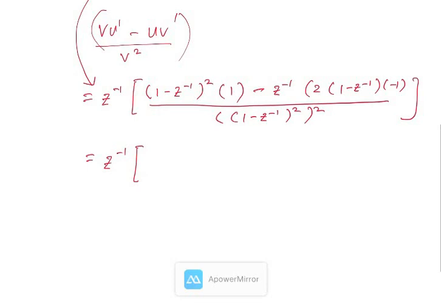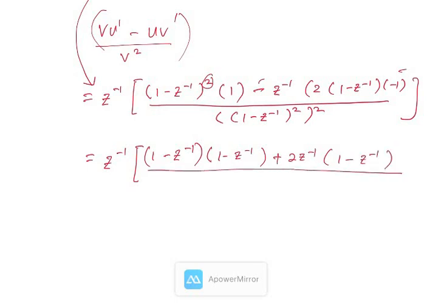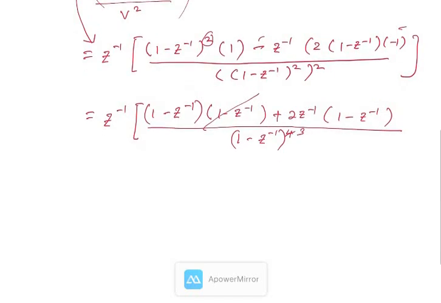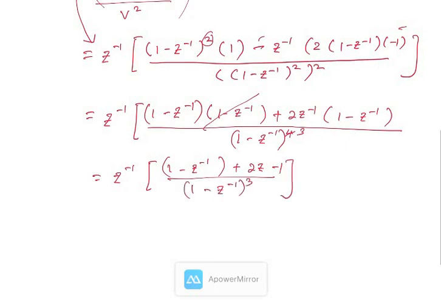So from here I can get 1 minus z inverse. I split into 2 because of the power of 2. 1 minus z inverse plus 2 z inverse, since minus and minus get plus, so plus 2 z inverse (1 minus z inverse). Then divide by (1 minus z inverse) to the power of 4. This one and this one can cancel out and I am left with power of 3. So z inverse (1 minus z inverse) plus 2 z inverse, over (1 minus z inverse) cubed. And I am left with z inverse (1 plus z inverse) over (1 minus z inverse) cubed. Okay, so this is the answer.